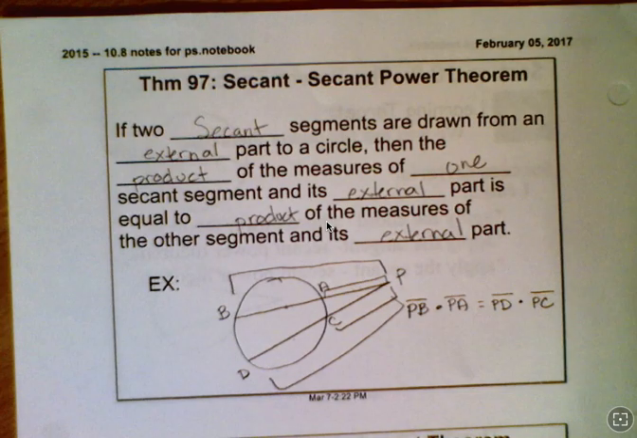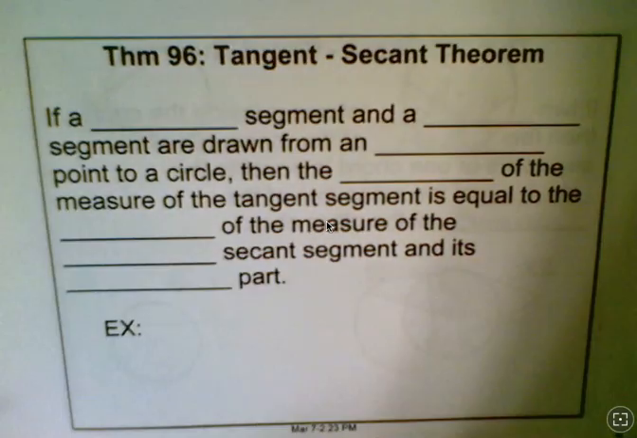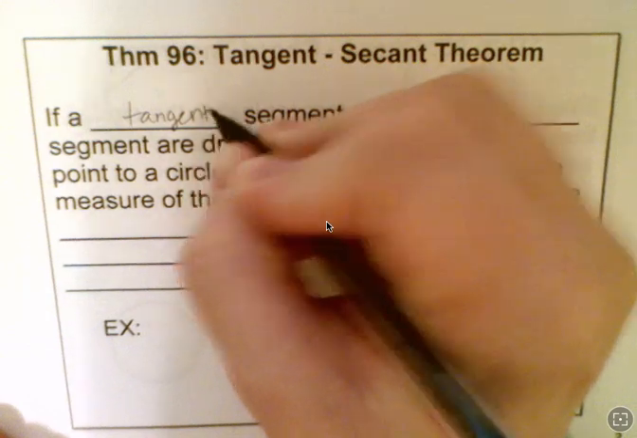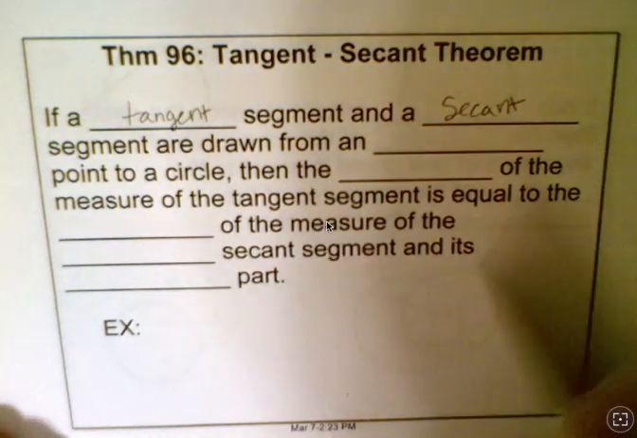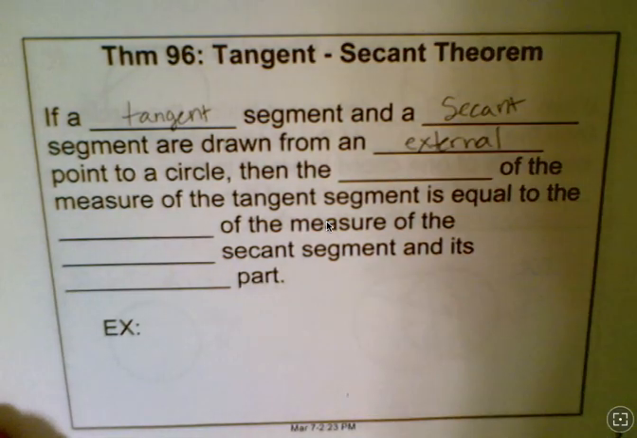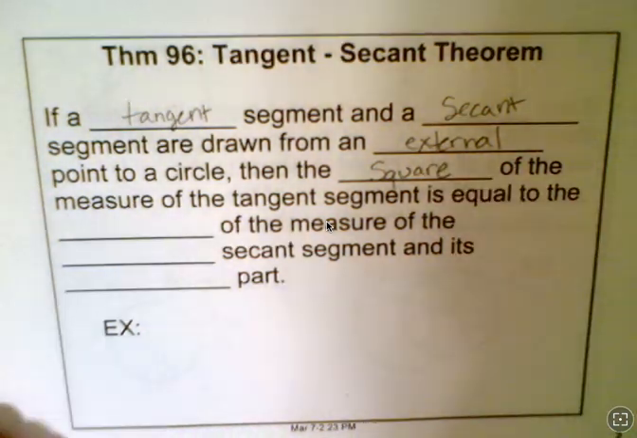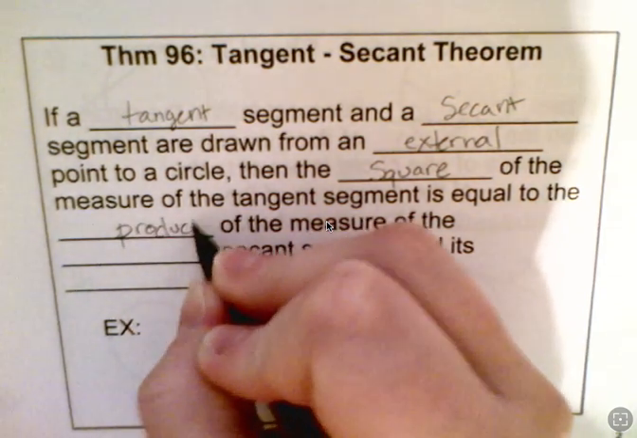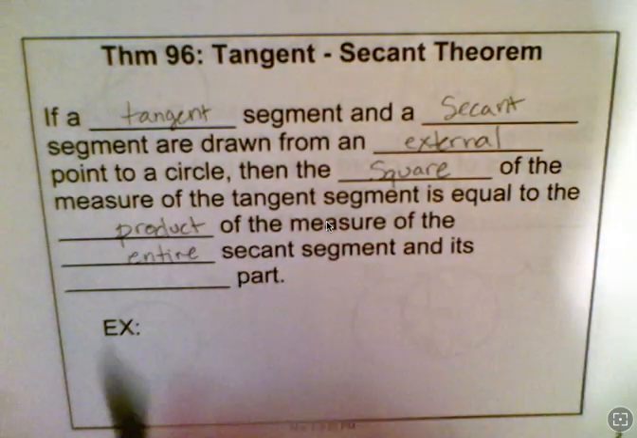And then the last one is the tangent secant theorem. So this says if a tangent segment and a secant segment are drawn from an external point to a circle, then the square of the measure of the tangent segment is equal to the product of the measure of the entire secant segment and its external part.